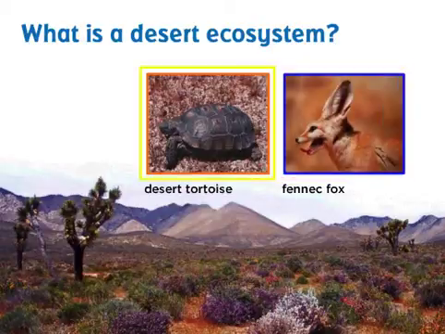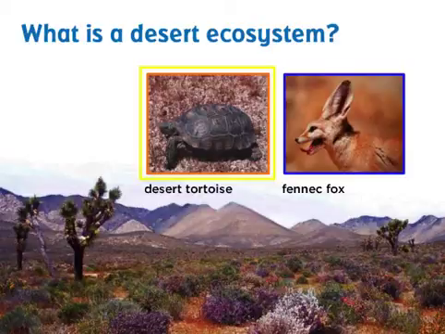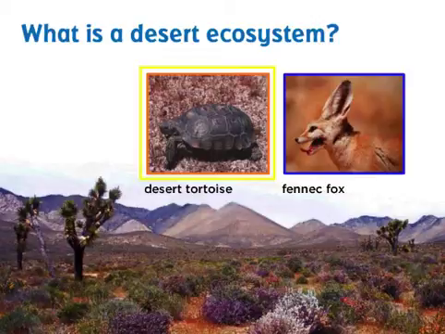The desert tortoise also spends most of its time underground. This protects the tortoise from the harsh temperature changes of the desert. In summer, temperatures can reach 120 degrees Fahrenheit or 49 degrees Celsius during the day. They can drop below 50 degrees Fahrenheit or 10 degrees Celsius at night.